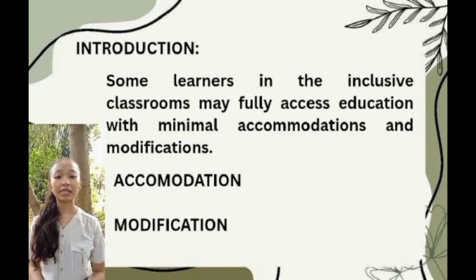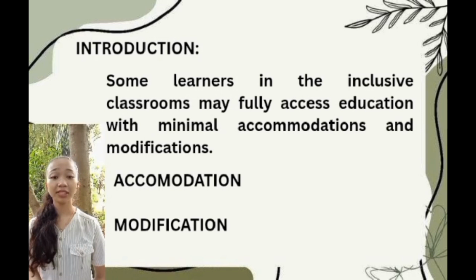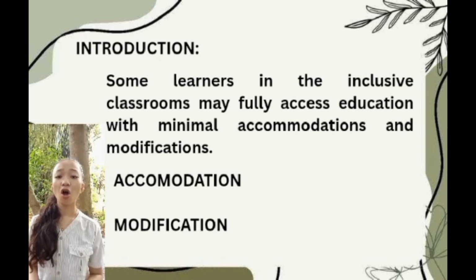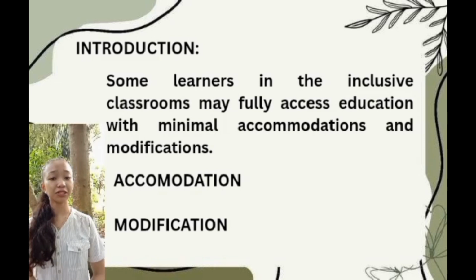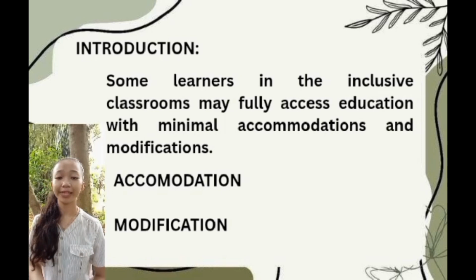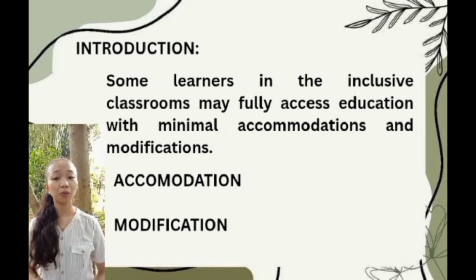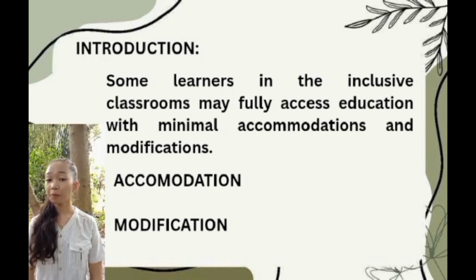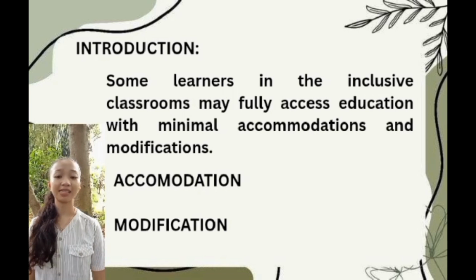Modification, on the other hand, involves changes to the curriculum or learning expectations. This might include simplifying assignments or providing alternative tasks that are more suited to the learner's ability. For instance, if a student cannot participate in a physical education class due to mobility issues, they might be assigned a project on sport history instead of participating in physical activities.